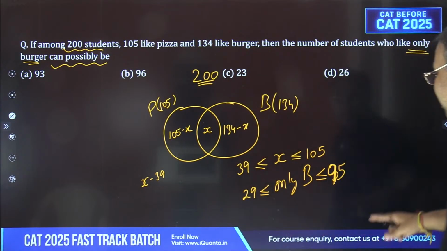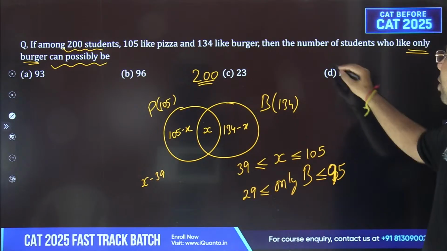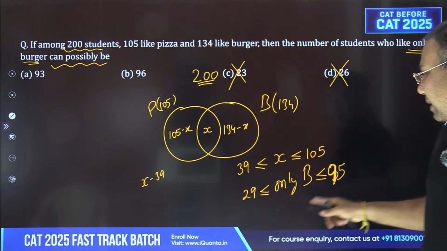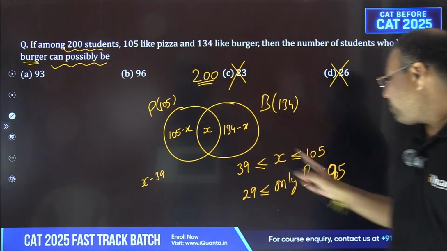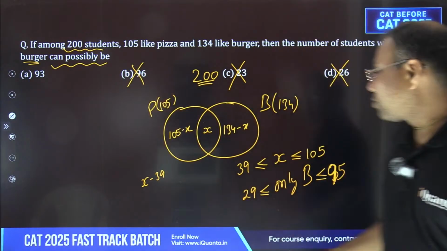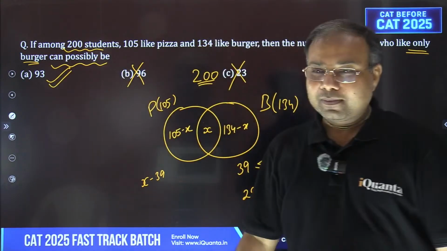Let's check the options. Can it be 26? No, because it can't be less than 29, so this is not possible. 23? No, not possible to be less than 29. 96? No, because the maximum possible value is 95, so 96 is also not possible. So 93, yes. ठीक है?